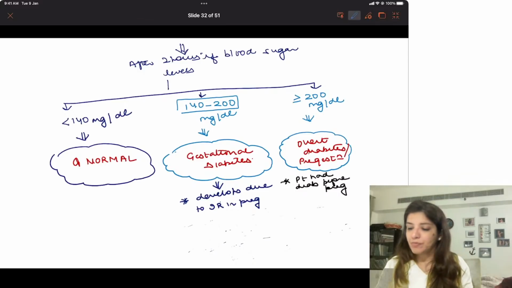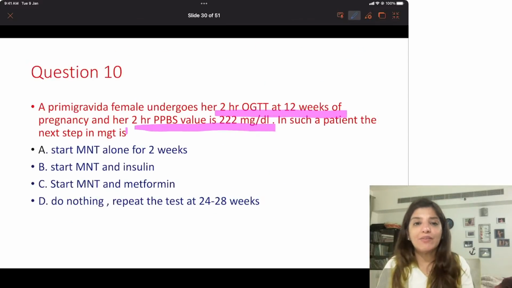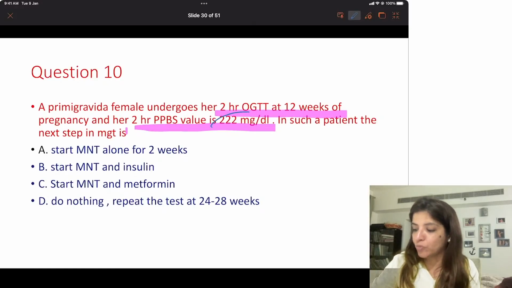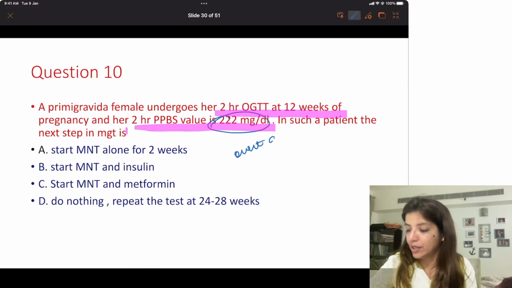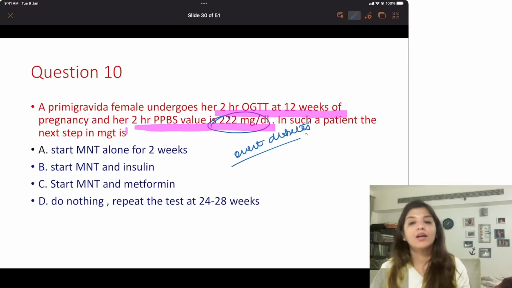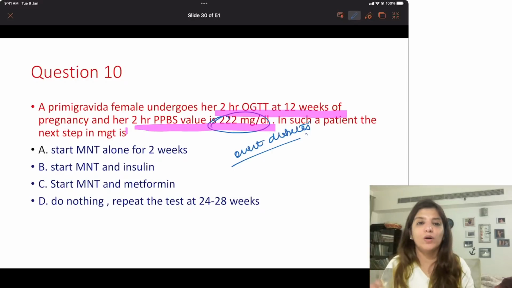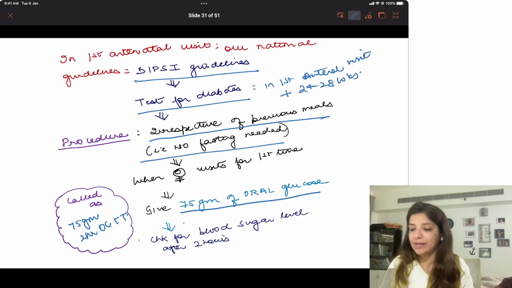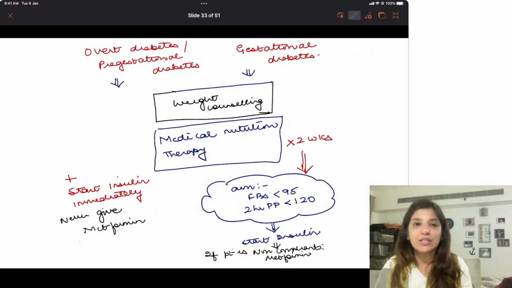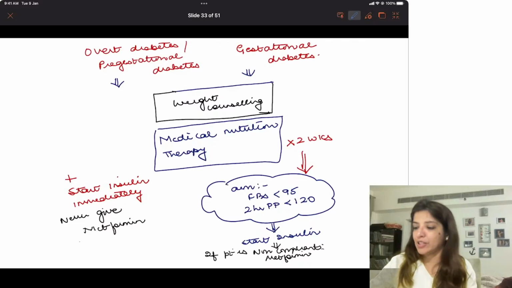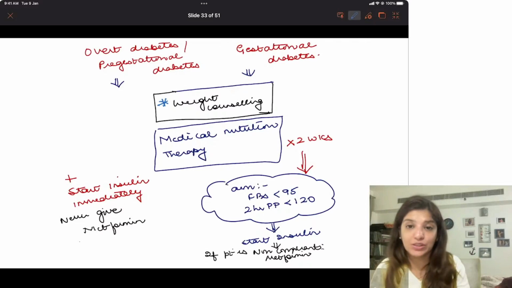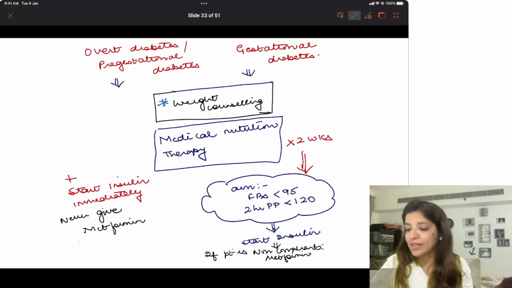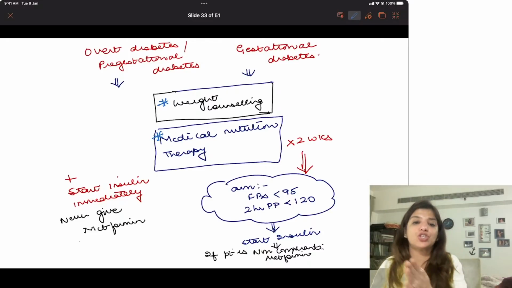Right? Now, in our case, the blood sugar levels which are coming after 2 hours are 222 milligrams per dl, and 222 means that she is a case of overt diabetes. Right? So if her blood sugar is 222 milligrams per dl, we are talking about overt diabetes. Now, in overt diabetes, how do you manage? Whether it is gestational diabetes or overt diabetes, you have to do weight counseling in both these categories of patients. Number two, in both these categories of patients, you have to give them diet modification, which is called medical nutrition therapy.